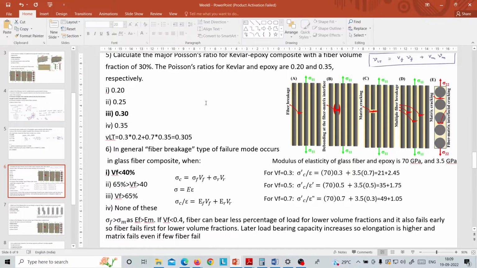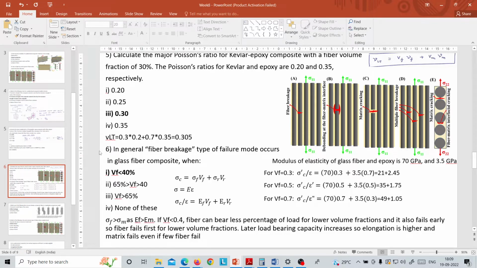The next question, they have asked us to estimate the major Poisson's ratio using the micromechanics approach. So this is the formula to calculate the major Poisson's ratio of a composite if the Poisson's ratios of the fiber and matrix are known. This is a direct formula. You substitute the values and we get the Poisson's ratio value to be 0.305, which is the third option.